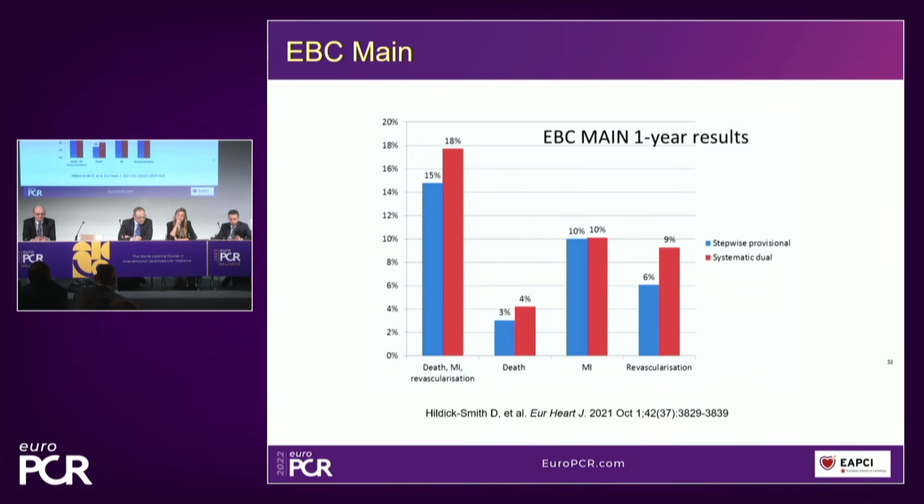Now, in the provisional strategy, it's important to describe how this was done, because not everyone might be doing the same provisional strategy. The provisional strategy here was pre-specified. You had to have wires down the LAD and into the circ. You wouldn't pre-dilate your side branch; it was generally recommended not to do it. Then you would take care of your main branch. You would stent it, recross into the side branch, do a POT, and then do kissing balloon inflations.